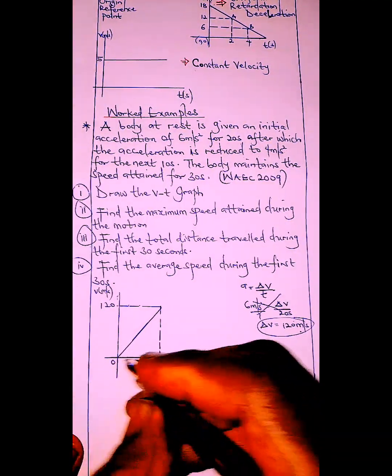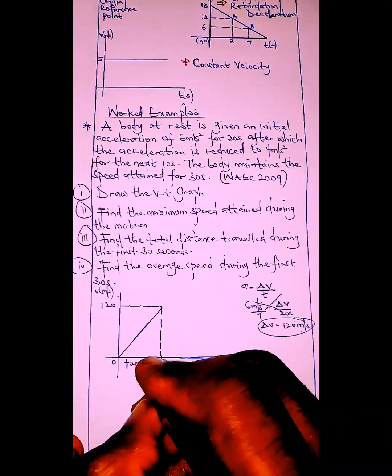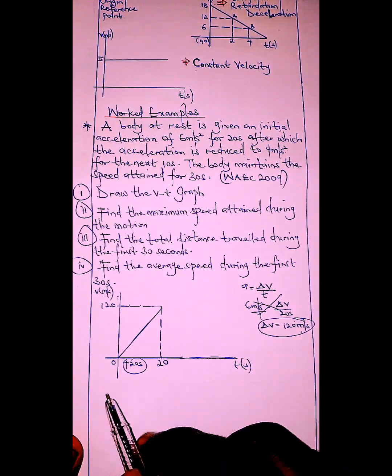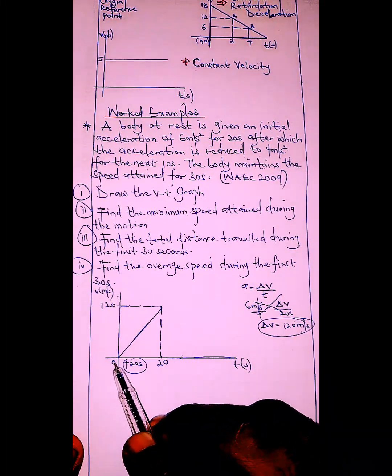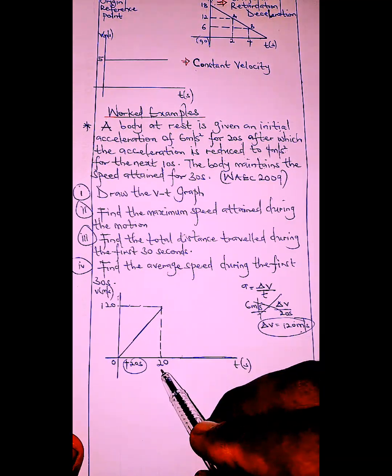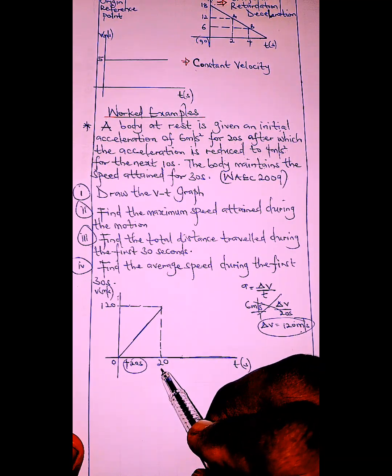That's from rest, 0 to 20 seconds. So don't forget, from rest to 20. Don't forget that the body was also at rest. It wasn't moving. So from 0 meter per second, the body moved to 120 meter per second, and it took the body 20 seconds to achieve this.